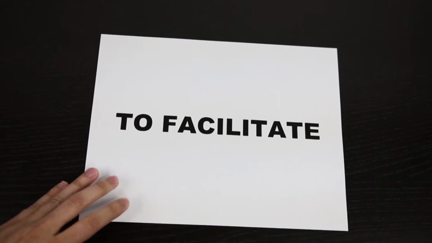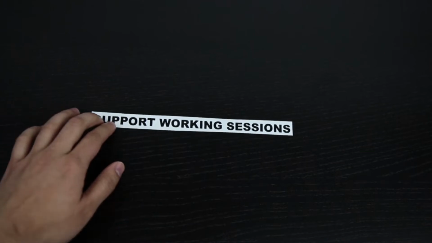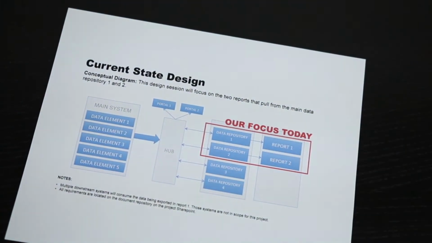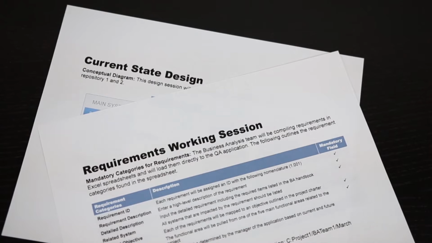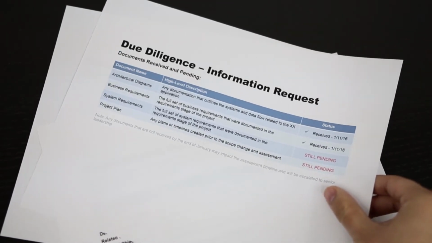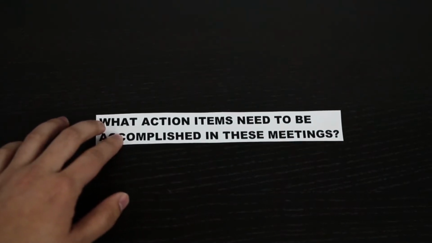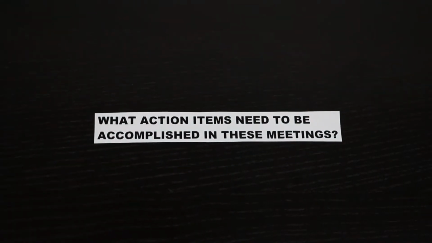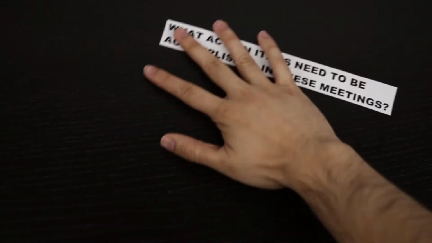Next are slides made to facilitate. The purpose of these slides is to support working sessions. These slides will help supply content that will guide conversation and elicit feedback and input from the group in those working sessions. Examples of this would include slides used for design sessions, requirements gathering, due diligence, and any type of review sessions. The question to ask yourself while drafting this content is, what action items need to be accomplished in this meeting? What content will help drive to the completion of those activities, guide the discussions, and keep the focus on what needs to be done?